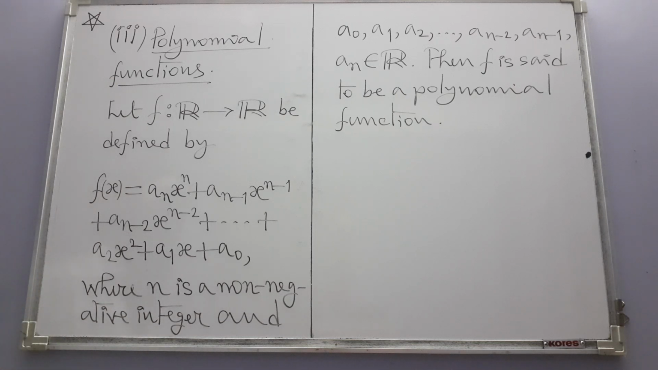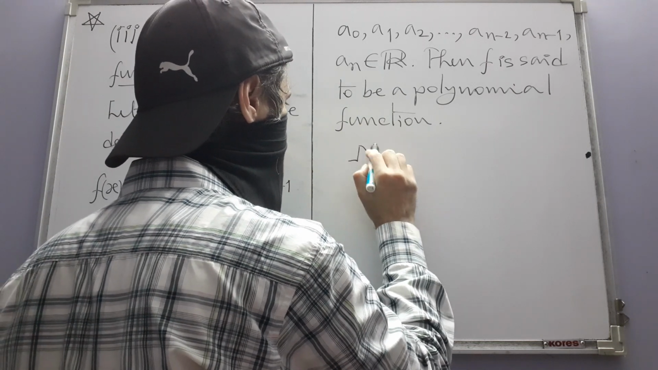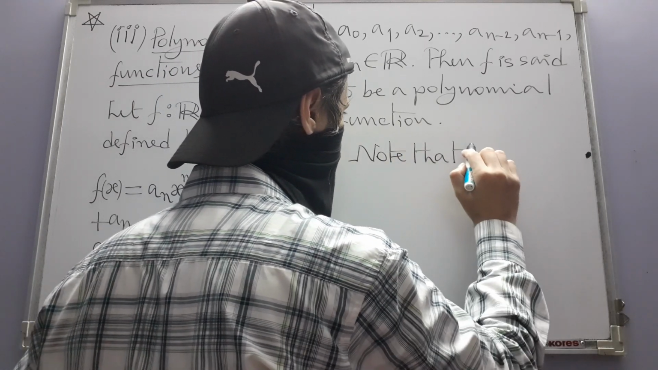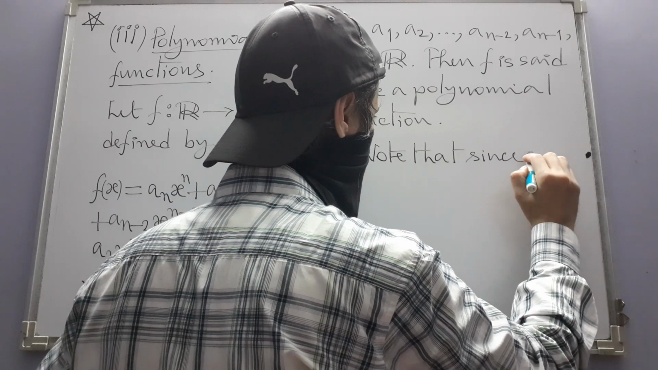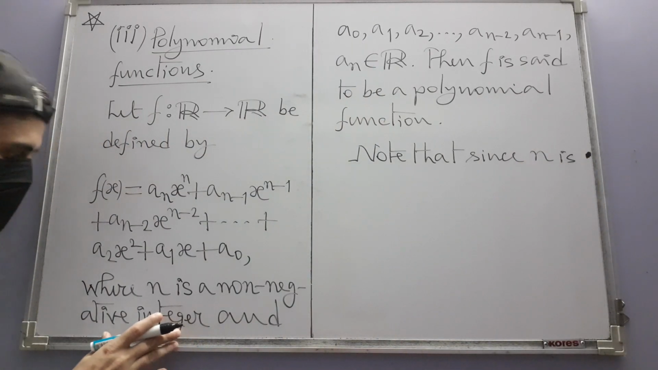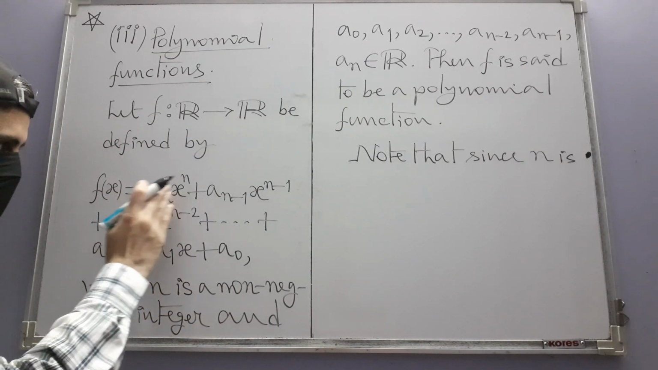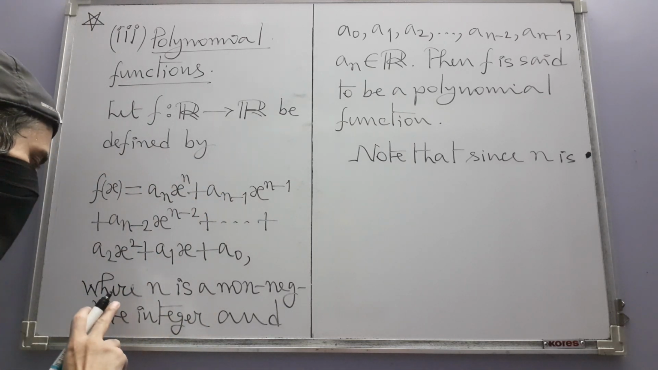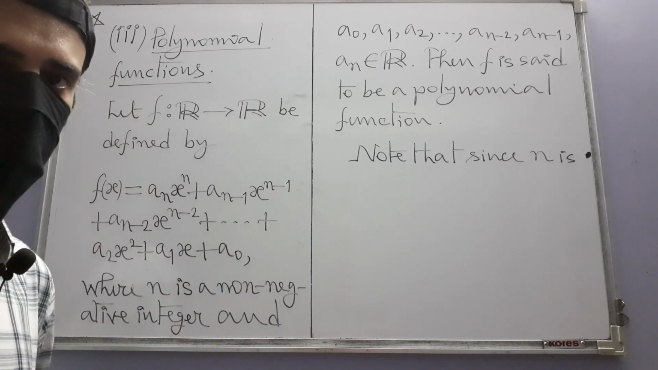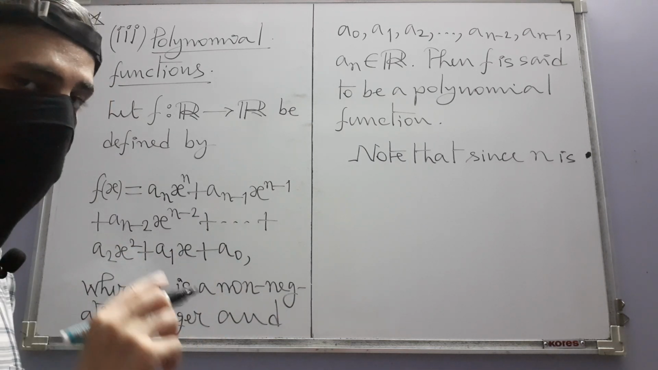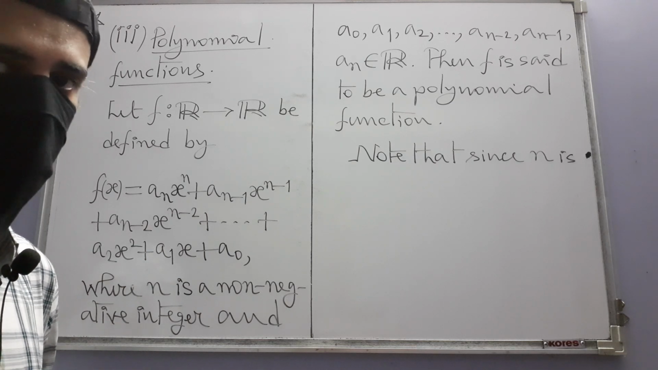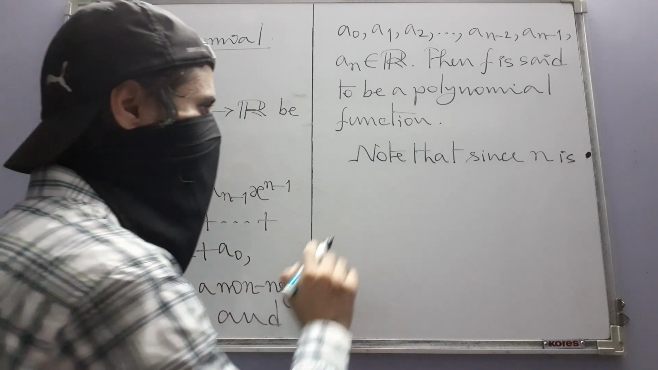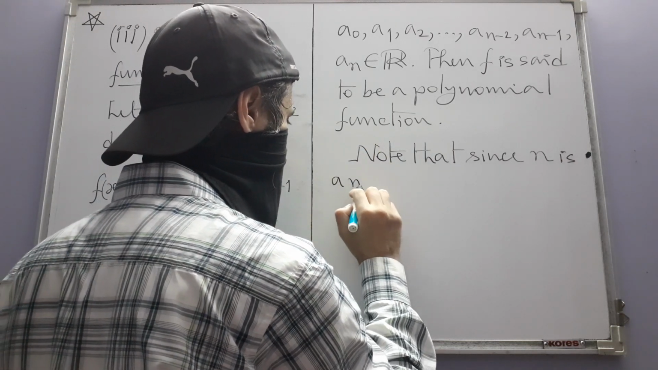Now note one thing. Note that n is, this is important to note. We understand that all the coefficients should be real numbers. But what is this condition? N is a non-negative integer. That means n is not negative, but n can be 0 or n is positive. So the smallest value of n is 0, since n is a non-negative integer.